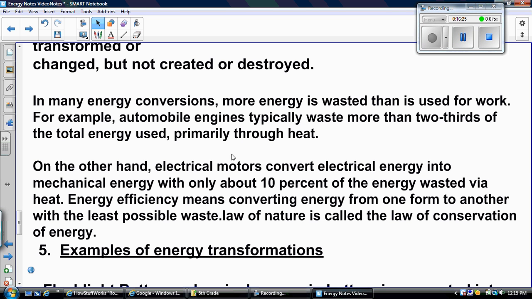So talking about automobiles that run on gasoline, they are not as efficient as electrical cars. They don't convert most of the energy into mechanical energy. The cars powered by gasoline convert more to heat.